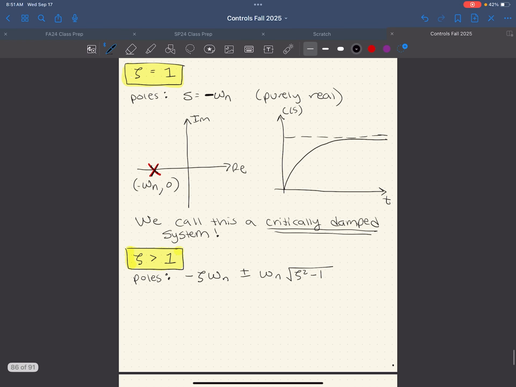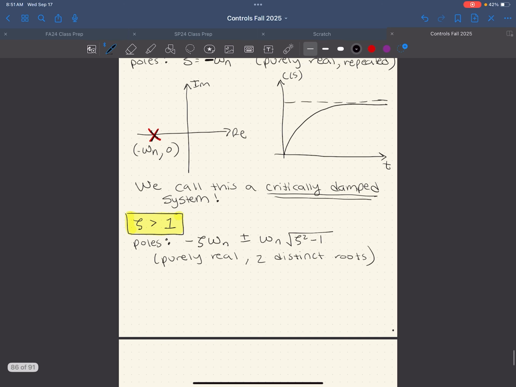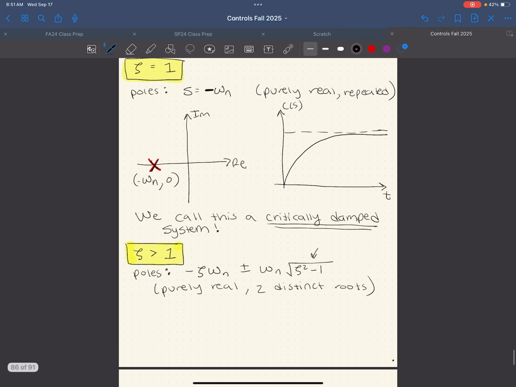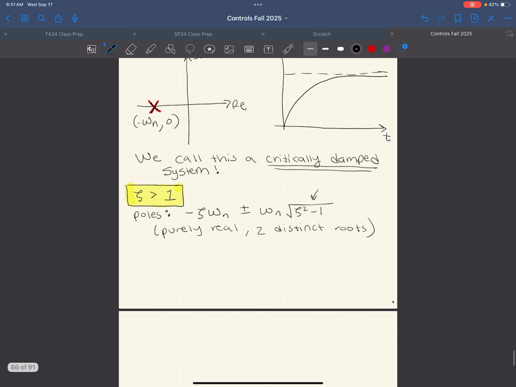It's not going to be a repeated root. Actually, let me add that to this description here. Purely real, repeated. Whereas this one is purely real, but it has two distinct roots. It's not repeated. Because this part is going to be positive, there is no imaginary part. And so remember, we said that anytime we have an imaginary component, it's going to cause oscillations. This time we don't have an imaginary part, so we're not going to oscillate.